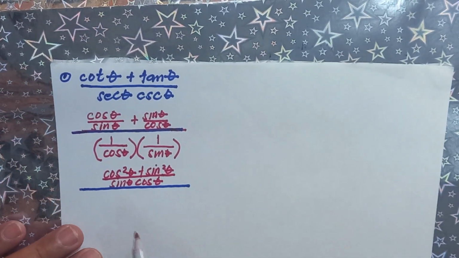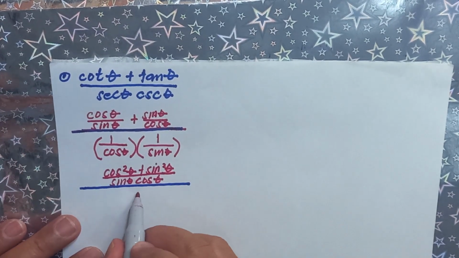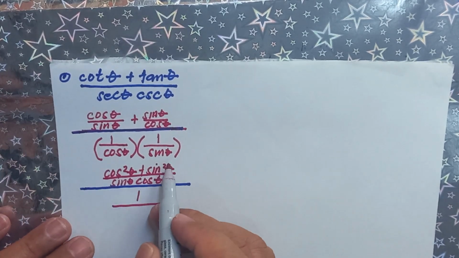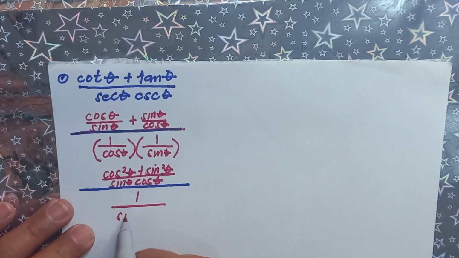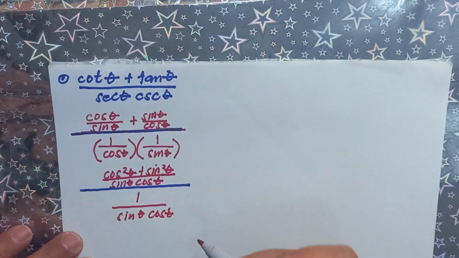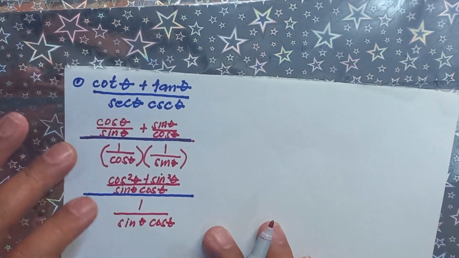Okay. Now, what about the denominator? 1 multiplied by 1 will give you 1. Okay. Cosine theta multiplied by sine theta will give you just the same, sine theta cosine theta. Okay. So, notice that we have a rational expression.